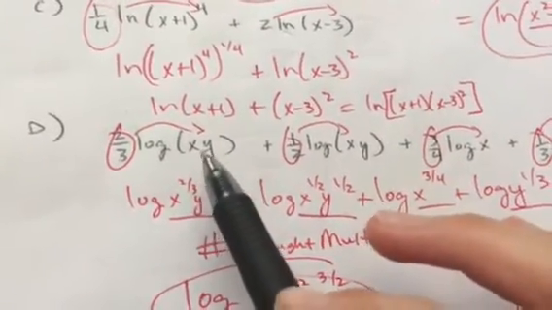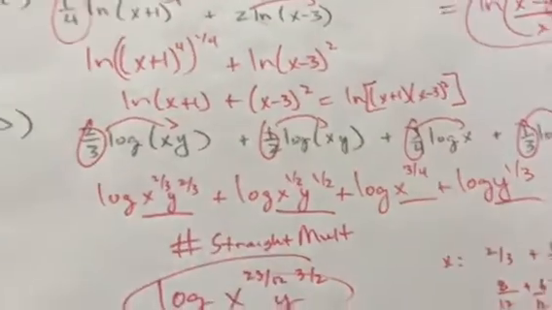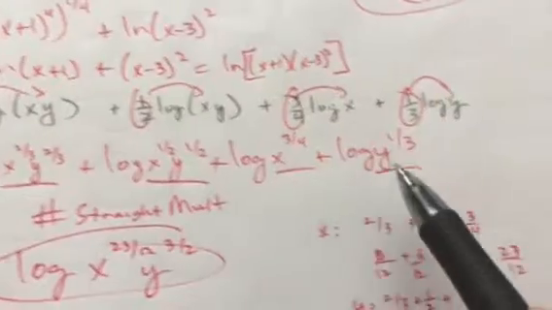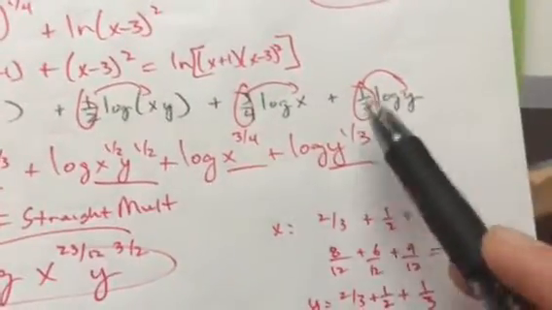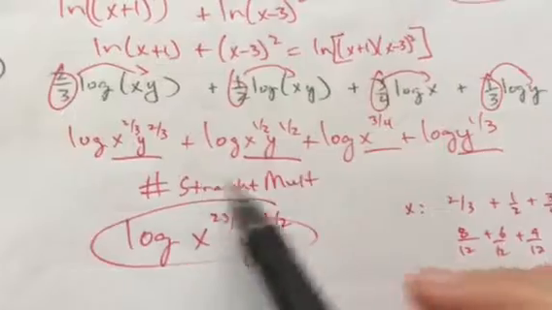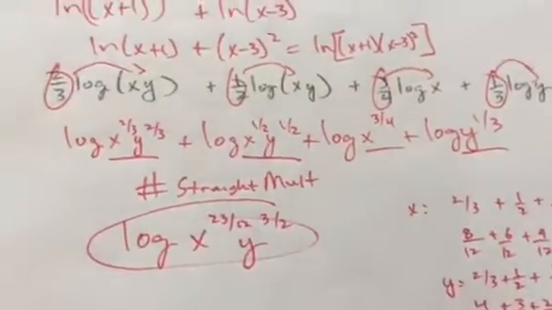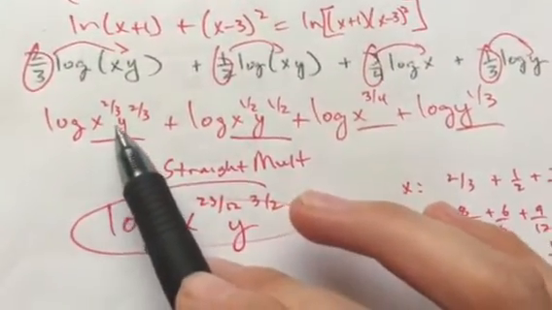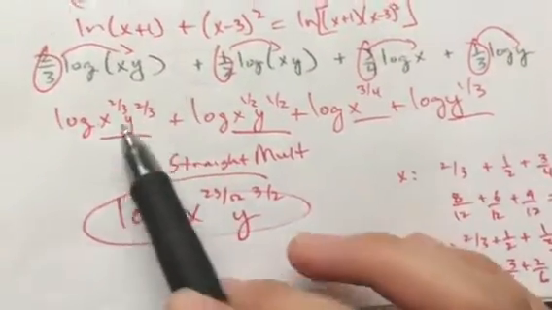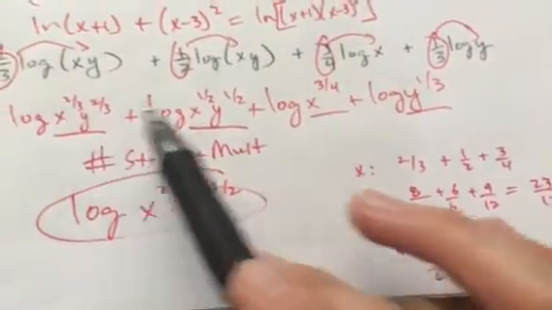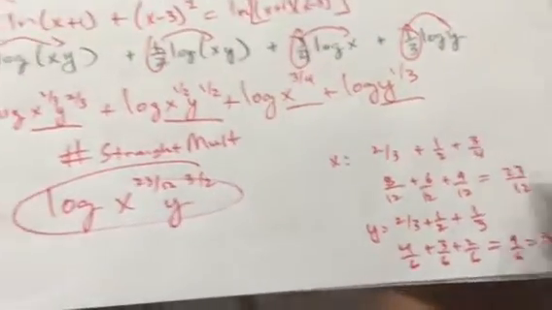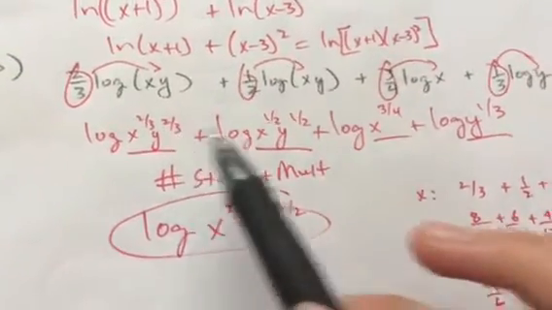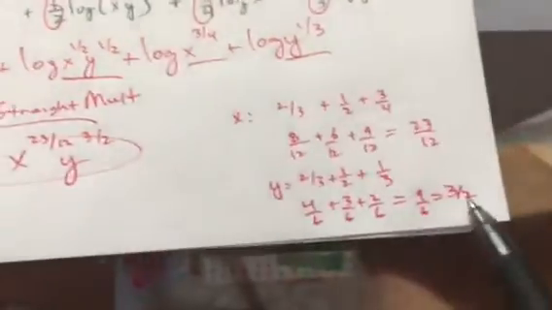2/3. You're raising x and y to both the 2/3. You're raising x and y both to the 1/2. And you're raising x to the 3/4 here and y to the 1/3. Hashtag straight multiplication. All those pluses mean straight multiplication. All right, so when you multiply with the same base, you just add the exponents. For the x's, you're adding 2/3, 1/2, and 3/4. For the y's, you're adding 2/3, 1/2, and 1/3, and you get that.